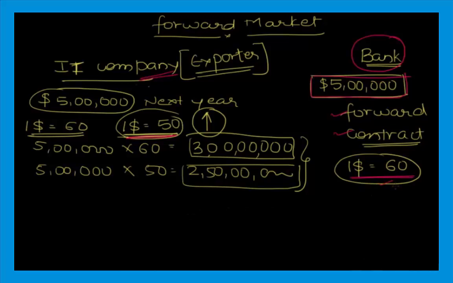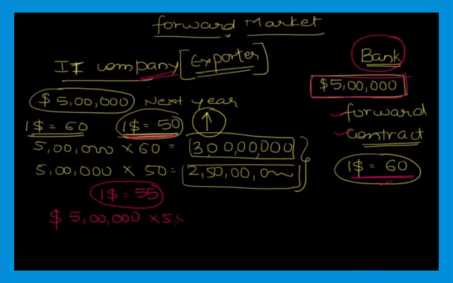Which means that if the bank and the IT company sign the contract at $1 equal to 60 rupees, and tomorrow $5 million are supposed to be received, where the actual rate quoting in the market is $1 equal to 55 rupees. If this forward contract was not in place, the bank would have paid 5 million into 55. But because of this forward contract at $1 equal to 60, when the bank receives the dollars, it will have to pay the IT company at 60 per dollar.